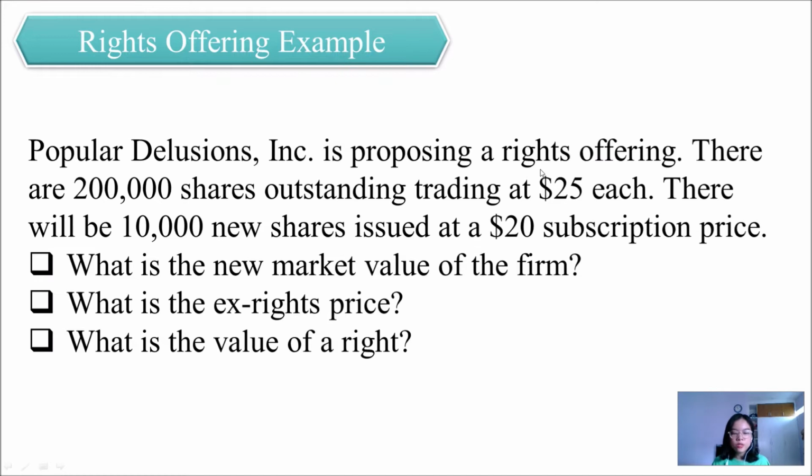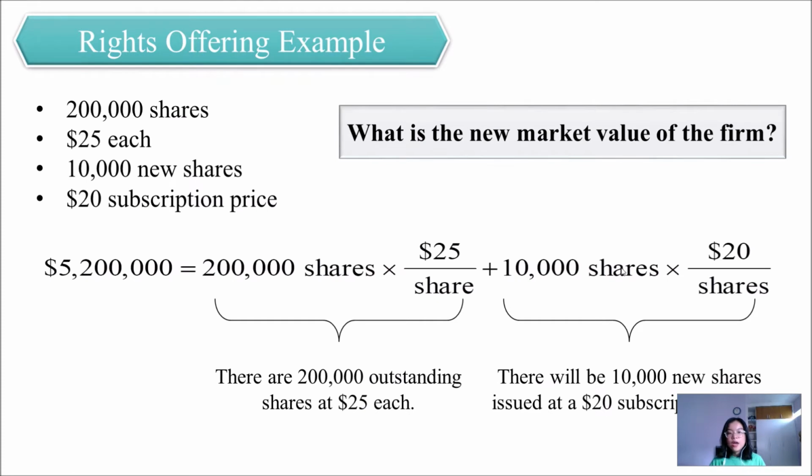So first we will solve the questions. What is the new market value of the firm? Basically, the new market value of the firm is equal to the total price of the shares in the firm. Therefore, we take the 200,000 shares multiplied by $25, this is the price of each share, plus 10,000 shares multiplied by $20, this is the price of each new share. So we have the total, and the result is $5,200,000. This is the new market value of the firm.